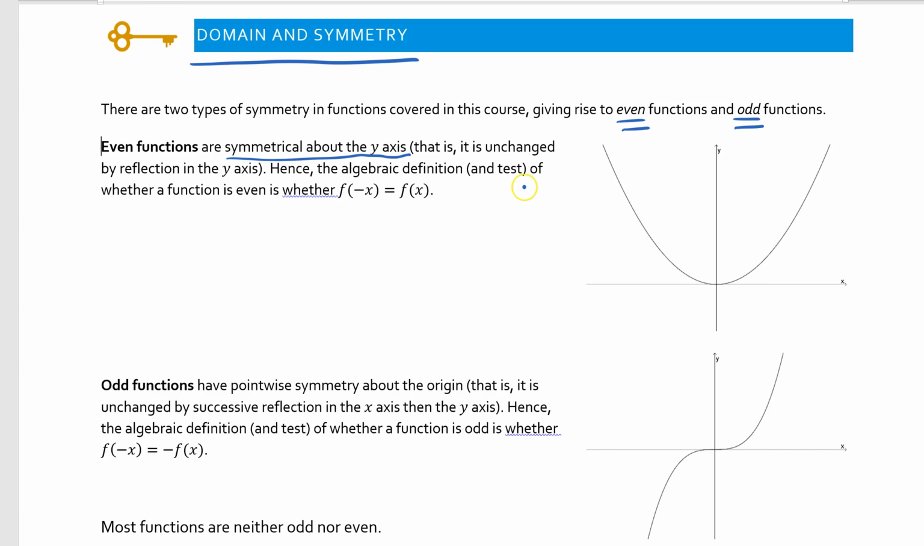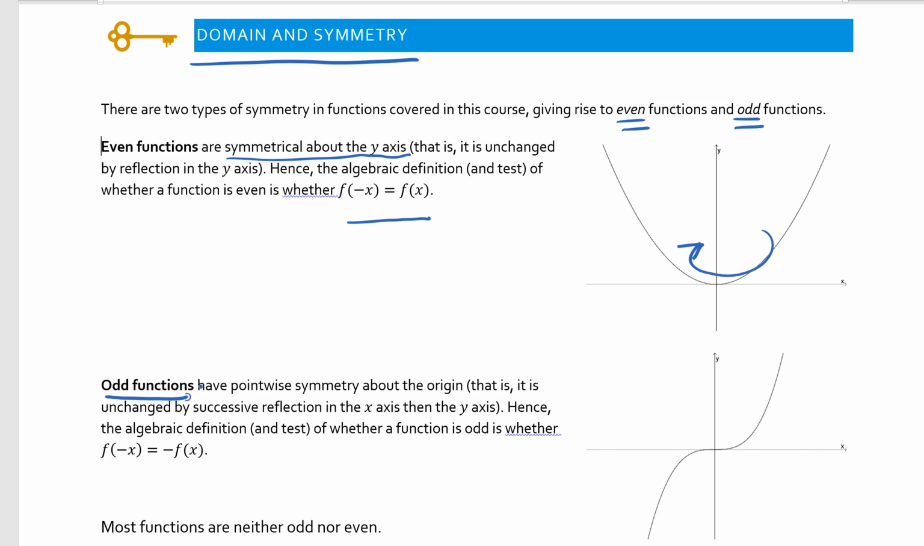So the algebraic test and definition of whether a function is even is whether f of minus x, which we know is the condition for reflection in the y-axis, equals f of x. So if we looked at this parabola here, for example, we can see that it's symmetrical about the y-axis, and we can also see that if we rotated this around the y-axis or reflected half of it in the y-axis, then the image would be unchanged.